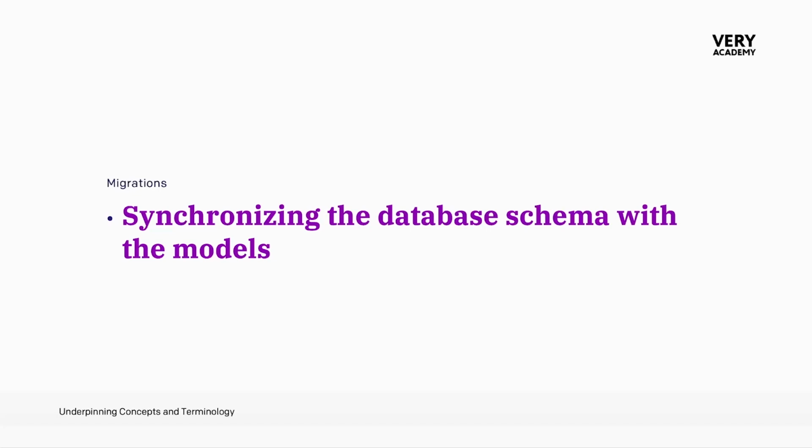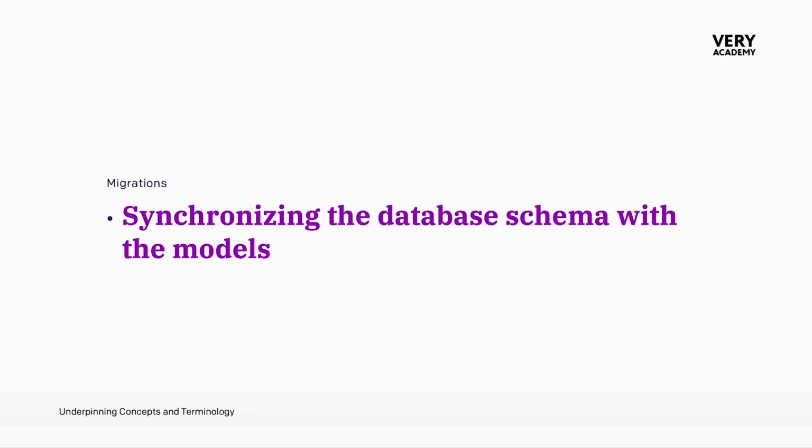Right, so let me just set the scene and then we'll have a look at some diagrams. So far, we have built some Django models. Now, we don't have a database at the moment, of course, we've just got some Django models. So what we need to do now is to synchronize those models that we've been creating over the last couple of tutorials with the actual database that we're using.